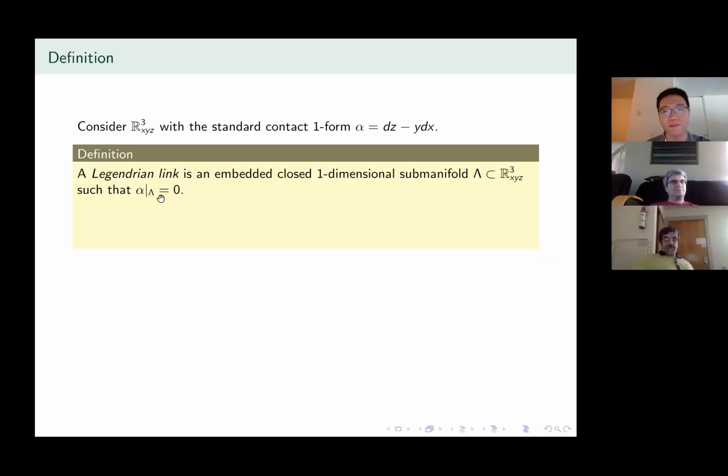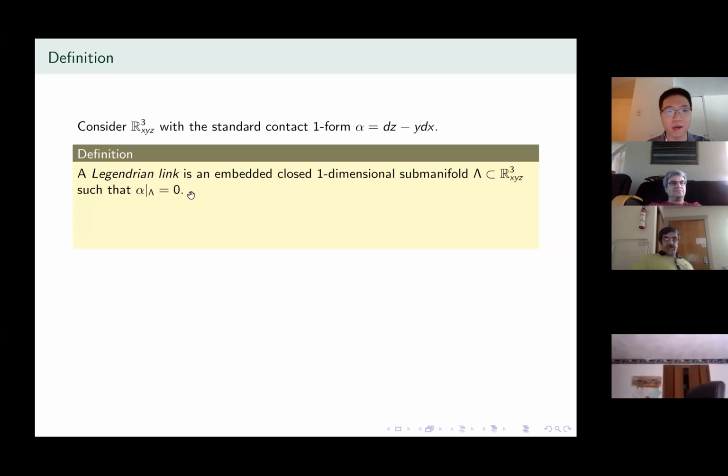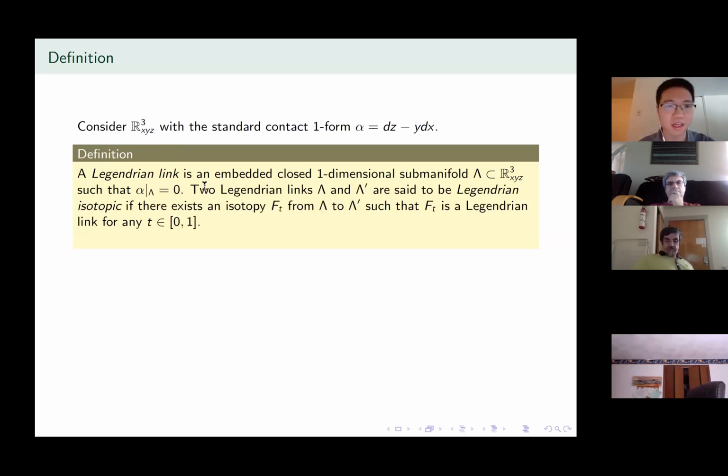We have some extra condition. We want the restriction of the one form to this submanifold to be 0. So the one form vanishes on this link. This is a working definition. There's a more general definition in a general setting: instead of R3, you can replace it with any 3-dimensional contact space, and then you have a similar kind of definition. For the scope of this presentation, let's just use this.